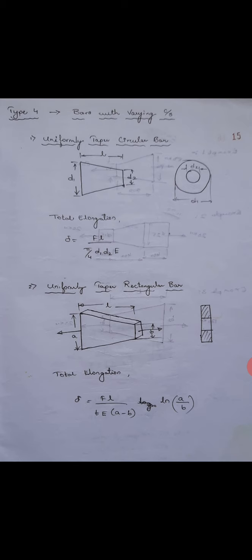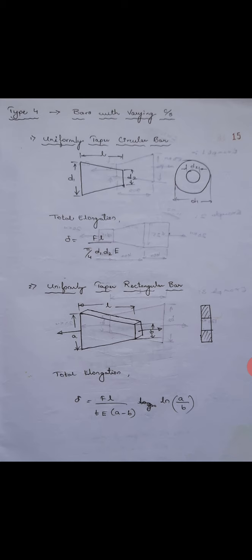Now for the uniformly rectangular bar. As you can see from the figure, second one, it's uniformly rectangular in cross section and it's a taper bar. So the dimensions are: bigger side is called A, smaller side is called B, and L is the length of the taper, and T is the thickness, small t.